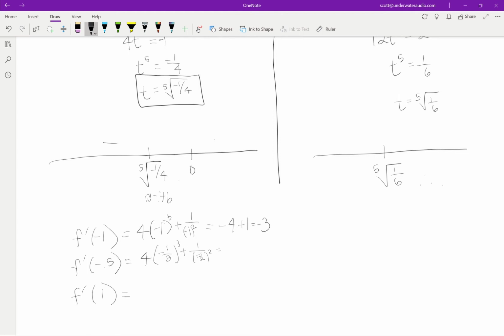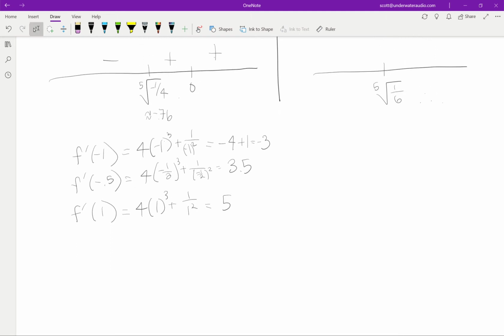Okay, if I put that into a calculator, I would get 3.5. It's interesting. Okay, so I get something positive here. And if I plug in 1, this should be a little bit easier. 4 times 1 cubed plus 1 over 1 squared. 4 plus 1, I get 5. So something positive there.